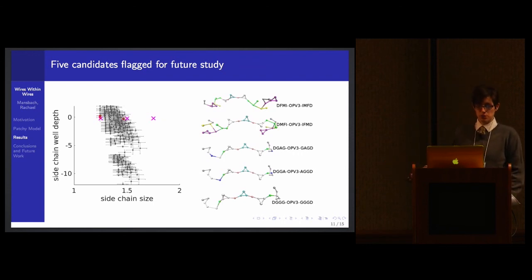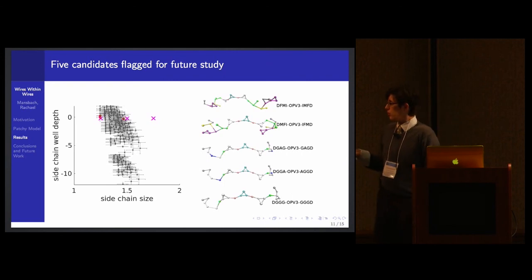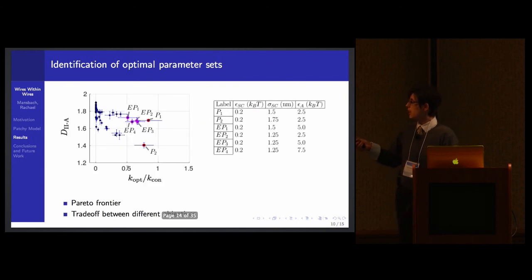It's much, much cheaper to identify, to map that to this patchy model than it would be to go through and try to do the level of simulations that we've done in this much more coarse-grained space. And these 3 purple X's are the 3 optimal parameter sets in just the side chain stickiness and the side chain size.